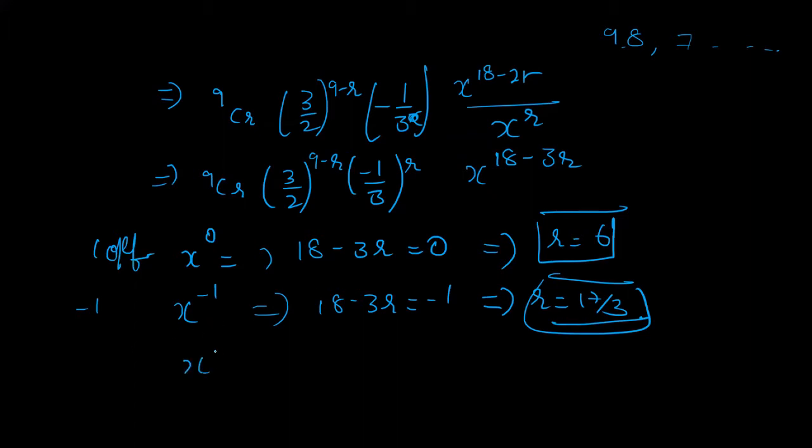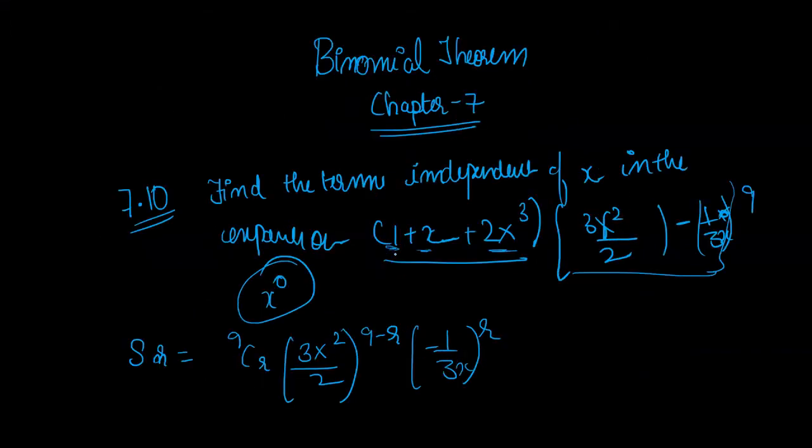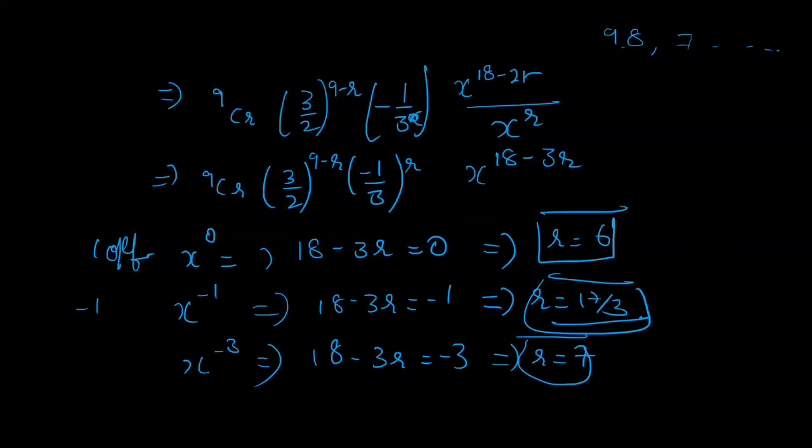Now x to the power -3 also I will check. For x to the power -3, 18 minus 3r is equal to -3, so r we get 7. That means you have to take r as 6 for getting an independent term here. Here you are not getting any independent term because it was a rational number, and for this term you should put r as 7. Till here it is clear?